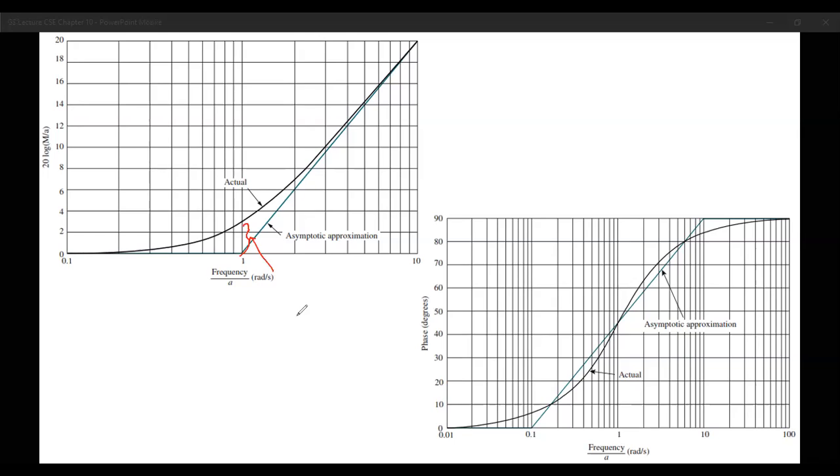Similarly, you can also see that in the phase angle as well, we have error in these areas, as well as slight error. But more or less, these are better approximations for easing the calculation. So difficult calculations we can avoid, and you can just go for the straight line approximation or asymptotic approximation.